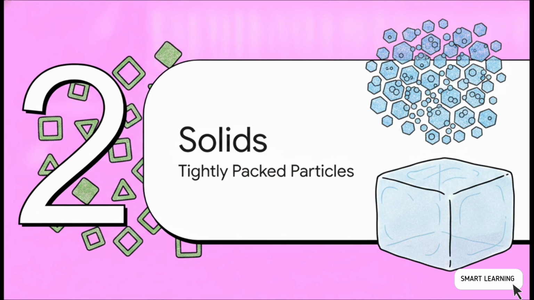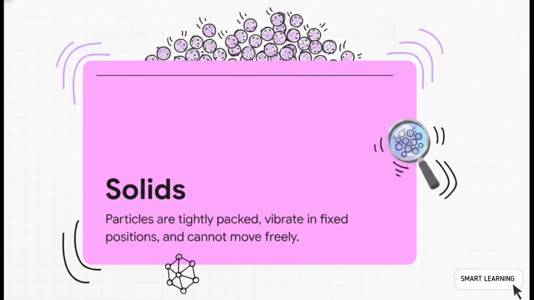Moving right along. Section 2. Solids. Tightly packed particles. Think of a block of freezing cold ice. It feels completely rigid, doesn't it? But here's the thing, a solid isn't actually frozen still. Its particles are just packed together so tightly that they simply lack the room to move around freely. So, trapped in these fixed positions, they just rapidly vibrate in place, buzzing with all this locked-up potential.